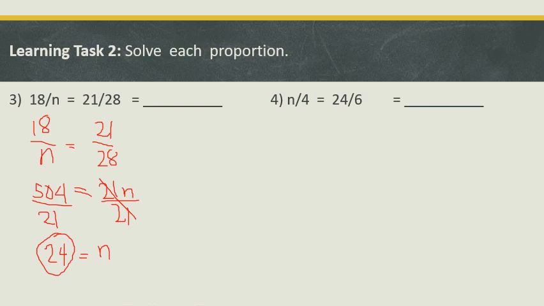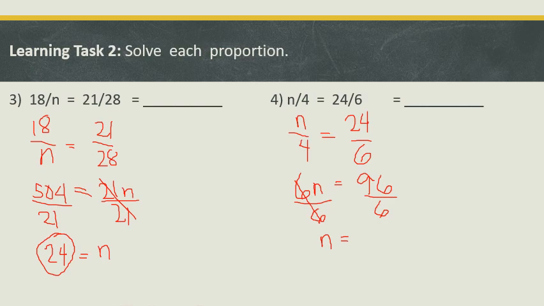Next, number 4. So, we have n is to 4 as 24 is to 6. n times 6 is 6n. 24 times 4 is 96. So, saan po sila i-divide? Sa 6, kasi yun ang katabi ng n. So, matitira dito ay n. Then, 96 divided by 6 ay 16.